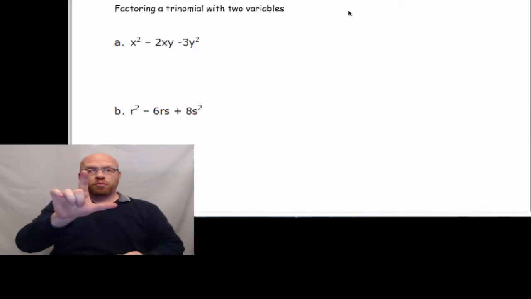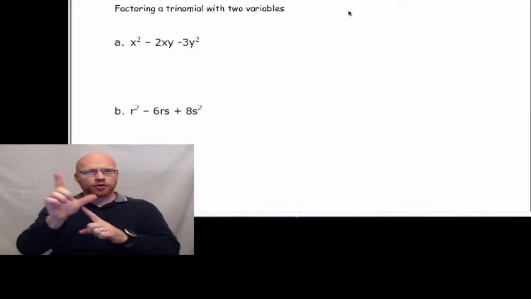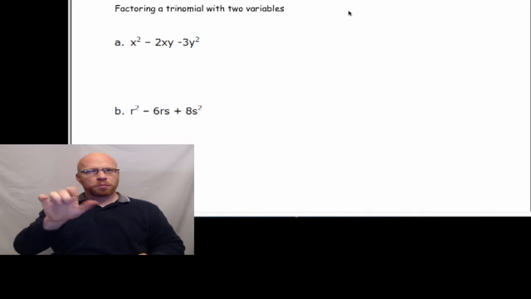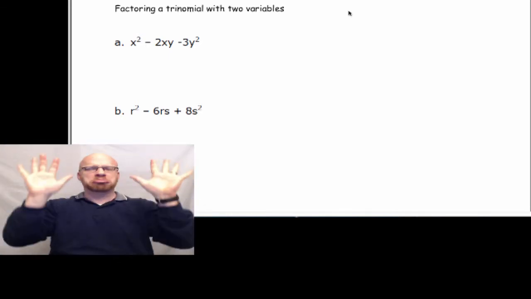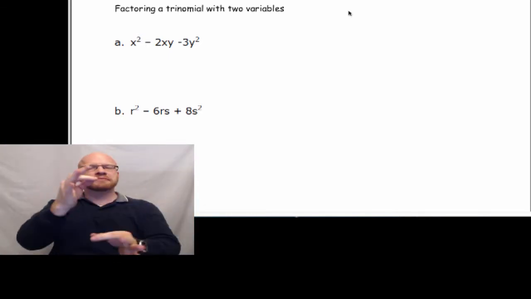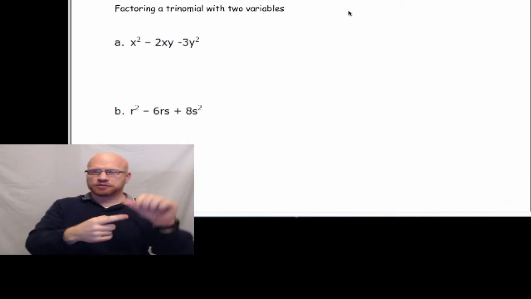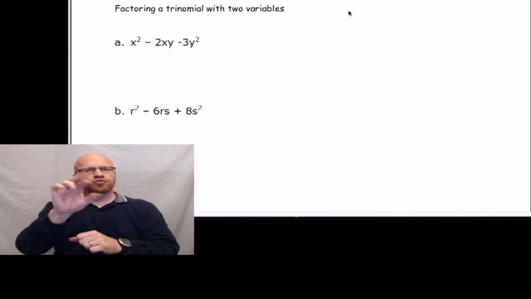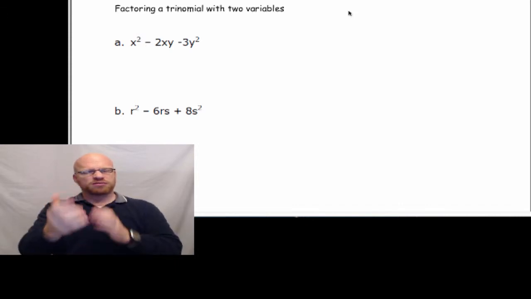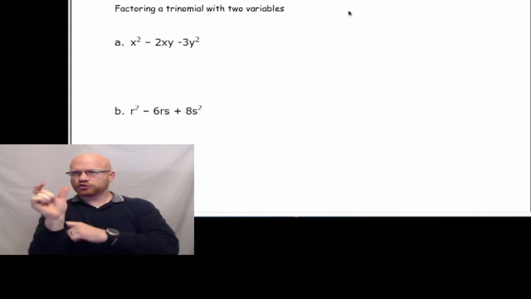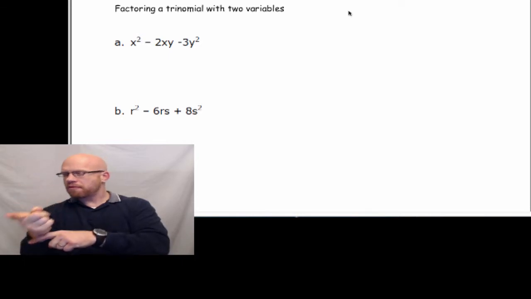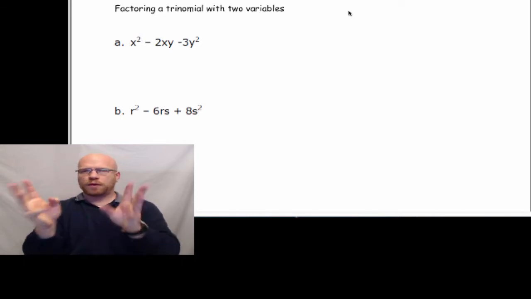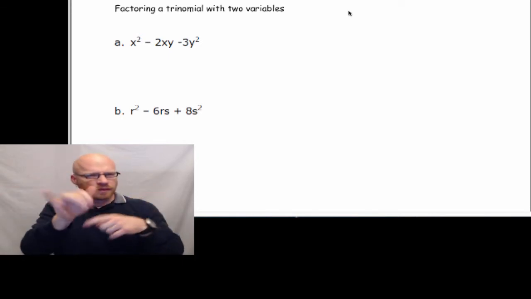We're working on trinomials here. Trinomials with two variables. Now, there's no need to freak out. The process is simple. It's the same as we've already done. We have our A example, which is x squared minus 2xy minus 3y squared. You know how to work on our last term and middle term if we only had one variable. We still apply those same skills.